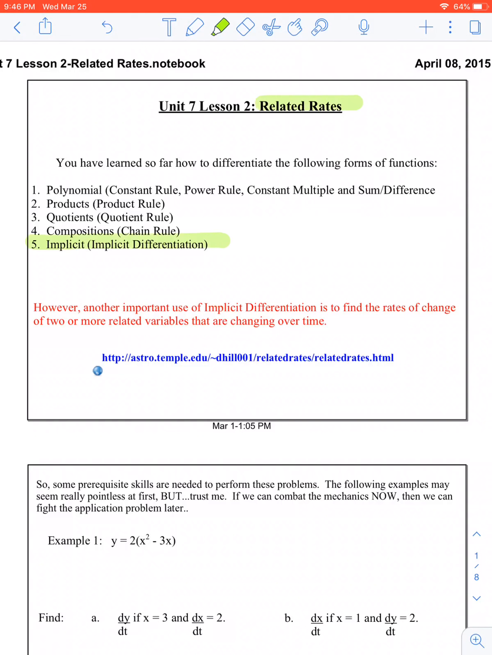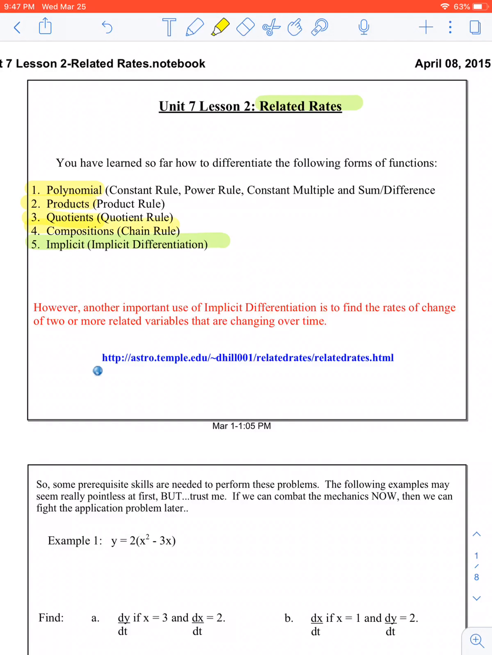So just to review, we are not going to abandon our other derivative rules. We still will use basic derivative rules when we see polynomial form. If we see a product or a quotient, we will have to perform that rule, and chain rule kicks in not only when you have a composition of functions, but obviously when you do implicit differentiation as well.